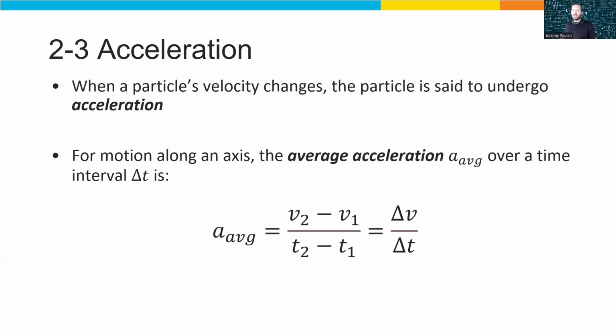When a particle's velocity changes, we say it undergoes acceleration. So our average acceleration is denoted as the difference between our two different velocities divided by the change in time. So the change in velocity divided by change in time, or delta V over delta T, is our average acceleration.